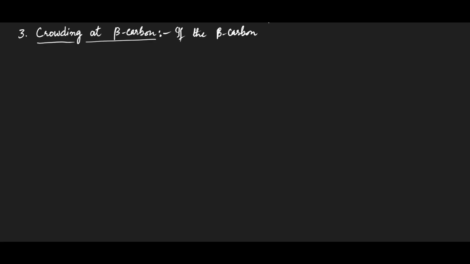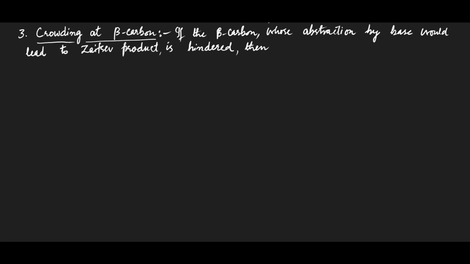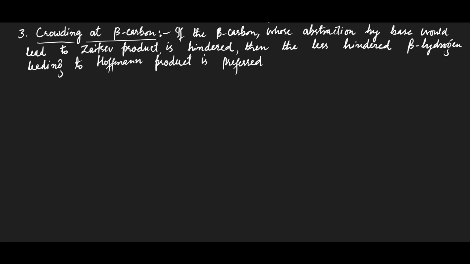If the beta carbon, whose abstraction by base would lead to Zaitsev product, is hindered, then the less hindered beta hydrogen leading to Hofmann product is preferred by base. For example, consider this alkyl bromide. It has two different beta hydrogens. These red beta hydrogens are bonded to secondary carbon, and these green beta hydrogens are bonded to primary carbon.